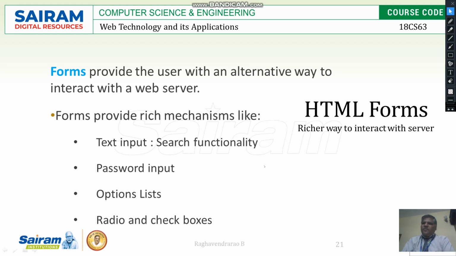Now let us see what this form basically is. A form provides an alternative way to interact with the web server. What is it going to provide? It provides input boxes, a text box for search functionality, then password fields. Option lists are there, radio buttons are there, checkboxes are there. So many elements are there, and basically the forms interact with the server.